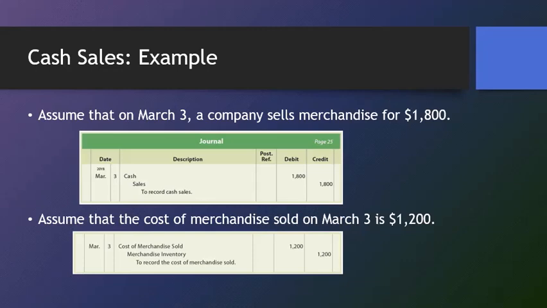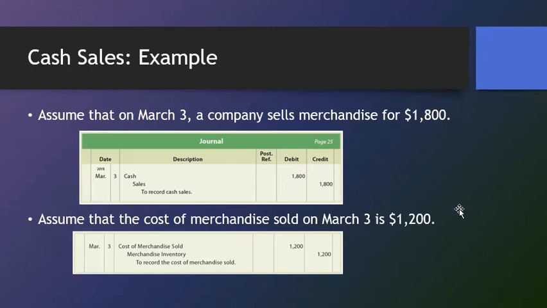So in this example, we're assuming that a company sells merchandise for $1,800, okay? So $1,800 is the selling price. The selling price is what's always used to book the sales, okay? So here we have a debit to cash and a credit to sales for $1,800. If this had been a credit sale rather than a cash sale, we would have a debit to accounts receivable and a credit to sales. So the only thing that would be different is instead of the debit going to cash, the debit would go to accounts receivable.